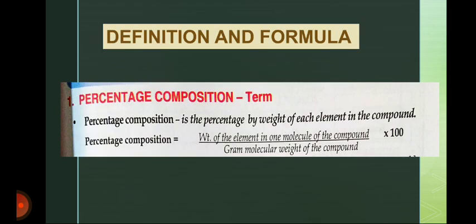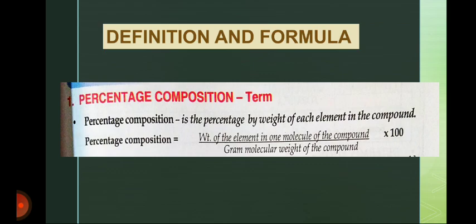Now, first we will know what percentage composition is. Percentage composition is the percentage by weight of each element in the compound. So what is the formula of the percentage composition? To find the percentage composition, first you have to divide the weight of the element in one molecule of the compound by the gram molecular weight of the compound, and then you have to multiply that with 100, because whenever we want to find a percentage, we have to multiply it with 100, right?